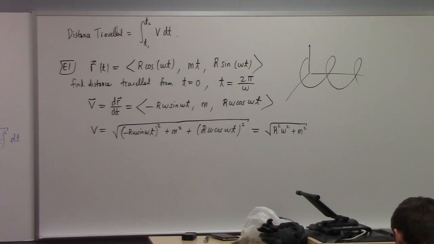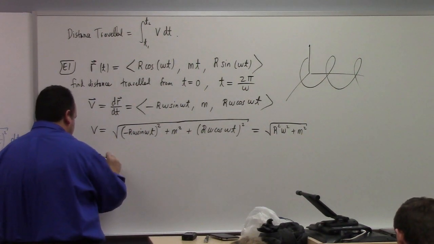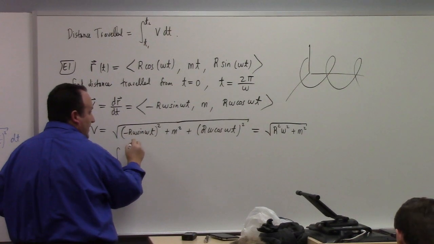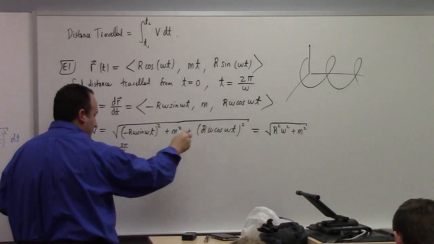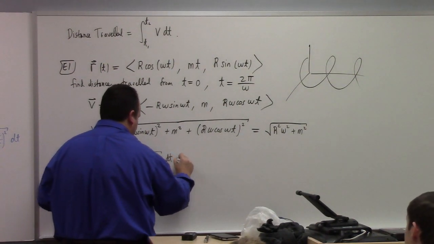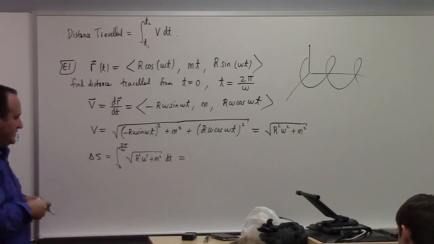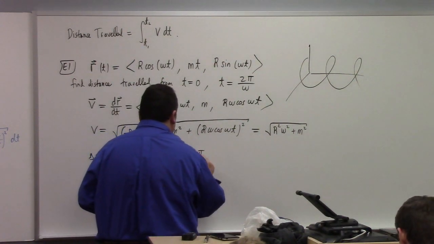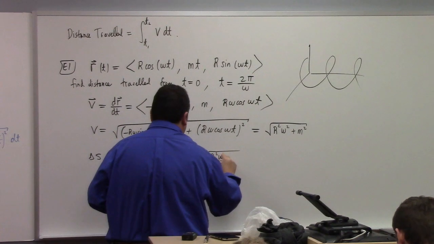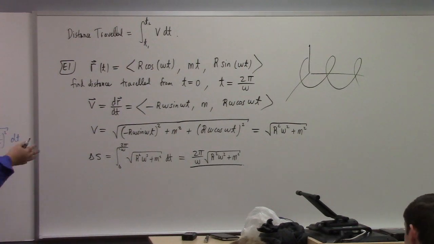Okay. So what? Well, then, with the constant speed, what's the distance traveled? The change in arc length would be the integral from 0 to 2 pi over omega of this number, and how do you integrate a constant? You just pull the constant out and multiply by the length of the integration. So the answer here is just 2 pi over omega times the square root of r squared omega squared plus m squared. The answer isn't particularly interesting, but my point is, in this particular one, the speed is so nice that we can just straight calculate the distance traveled.